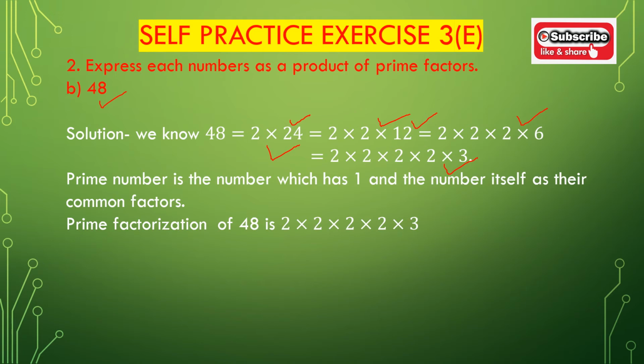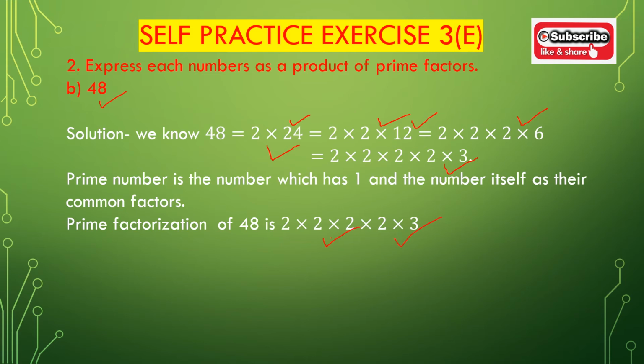2 multiplied with 2 is 4. 4 multiplied with 2 is 8. 8 multiplied with 2 is 16. 16 multiplied with 3 is 48. This is the product of prime factors of 48. So the prime factorization of 48 is 2 multiplied with 2 multiplied with 2 multiplied with 2 multiplied with 3.